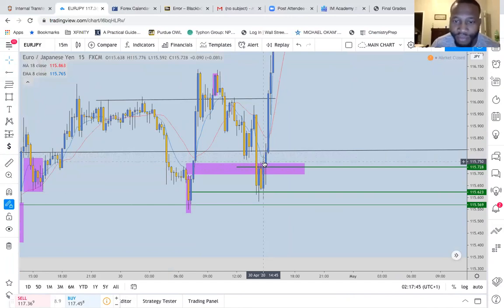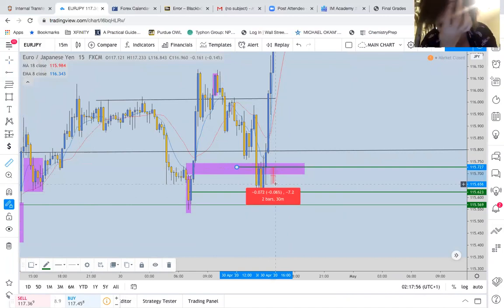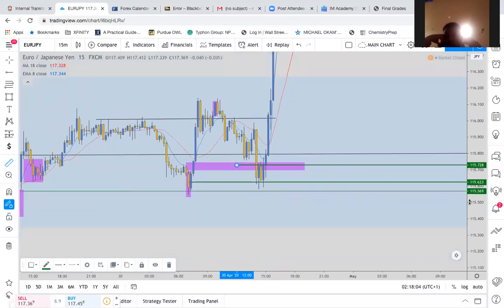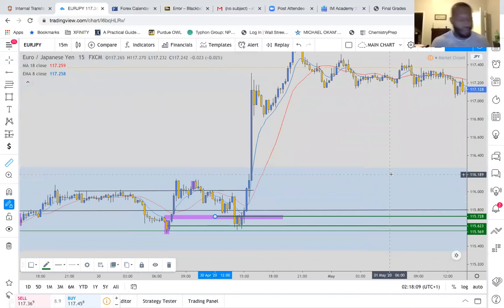Clearly, the market is bullshit sometimes. Came down. I only experienced a 7 pip drawback. I was trading with $6. I was at negative $41 before it just shot up. Guys, I'm gonna show you where I put my TP at.